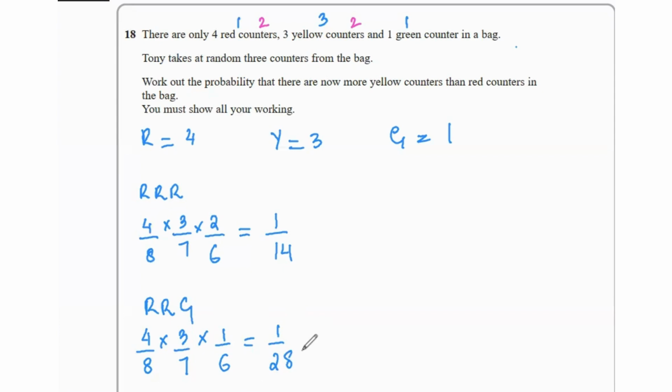Now, we don't have a third condition because if we took 1 red, 1 green, and 1 yellow, the number of yellow and red counters would be the same. So either we take all 3 red counters, or we take 2 red and 1 green. We cannot take a yellow counter in any case because yellow counters are already less than the red counters. They're asking us to work out the probability that there are now more yellow counters than red counters. So for that, we added 1 over 14 and 1 over 28, and that gives us 3 over 28. That is your answer.